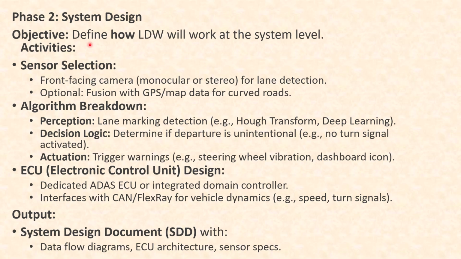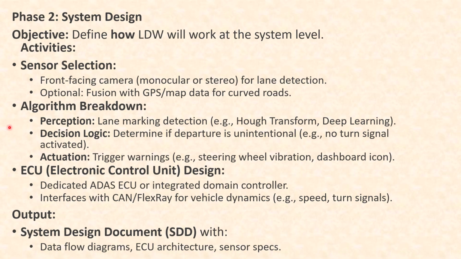In this system design, you clearly explain how LDW will work at the system level. First is sensor selection. Depending upon your budget and your OEM requirement, you select whether a monocular sensor or a stereo sensor. Again, I assume you know what is meant by monocular and stereo, as I explained in the sensors section. Whether fusion with GPS map data is required for curved roads is an optional requirement. It is not exactly required for LDW, but it can be embedded into the requirement if a particular OEM thinks it is required.